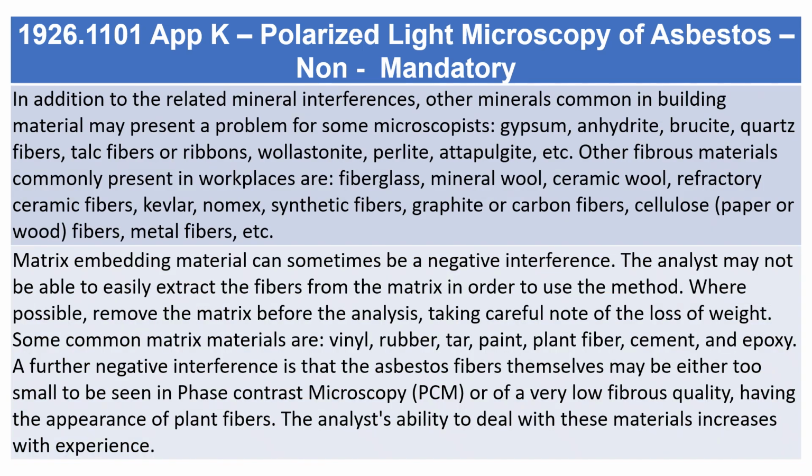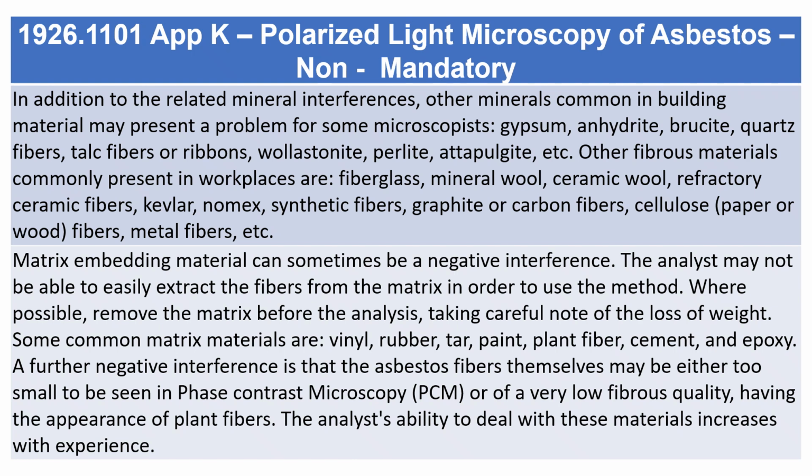In addition to the related mineral interferences, other minerals common in building material may present a problem for some microscopists: gypsum, anhydrite, brucite, quartz fibers, talc fibers or ribbons, wollastonite, perlite, attapulgite, etc. Other fibrous materials commonly present in workplaces are fiberglass, mineral wool, ceramic wool, refractory ceramic fibers, Kevlar, Nomex, synthetic fibers, graphite or carbon fibers, cellulose, paper or wood fibers, metal fibers, etc.